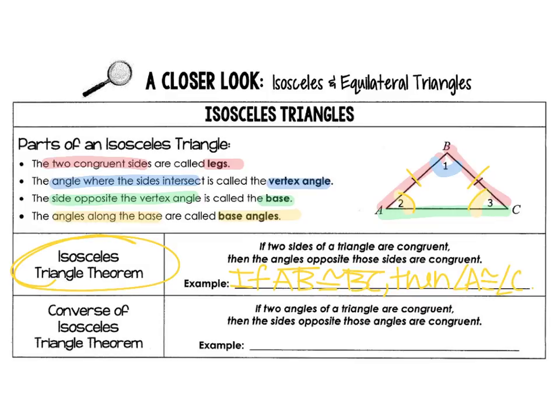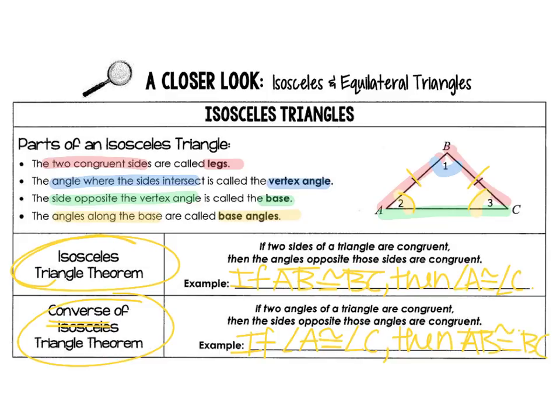All right? And then the converse of the isosceles triangle theorem tells us that if two angles of a triangle are congruent, then the opposite sides of those angles are congruent. So basically, if the base angles are congruent, then the legs are congruent. How we would write that is we would say if angle A was congruent to angle C, then we can say that the legs are congruent. So then we can say that AB is congruent to BC.